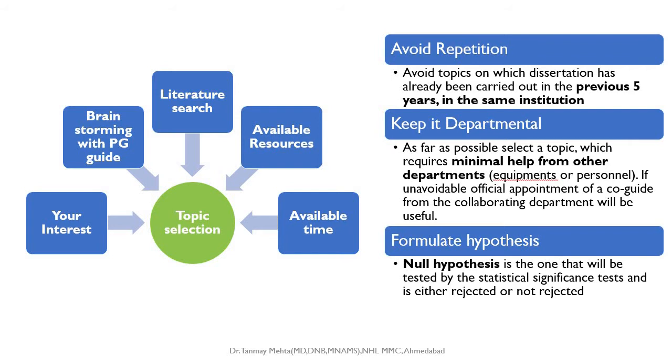Now some tips for topic selection: avoid repetition. At least the topic should not be from the same institution in the last 5 years. You should take minimal help from other departments, keep it departmental, and the topic selection should at least formulate some kind of hypothesis which can be tested by a statistical significance test if possible.